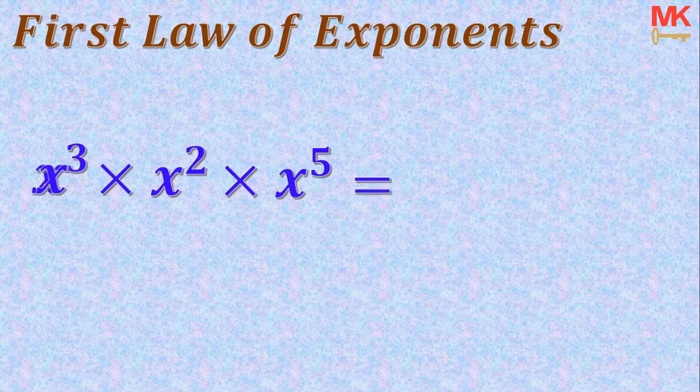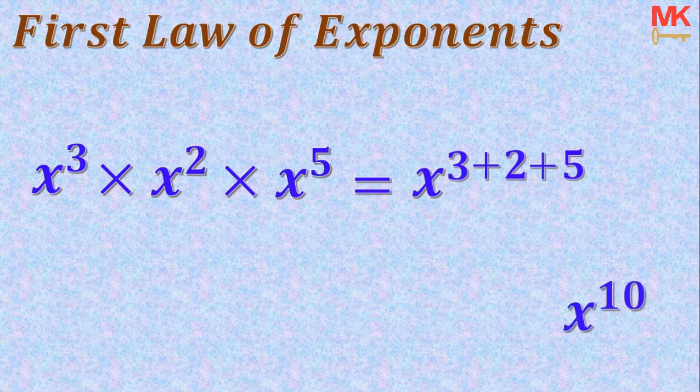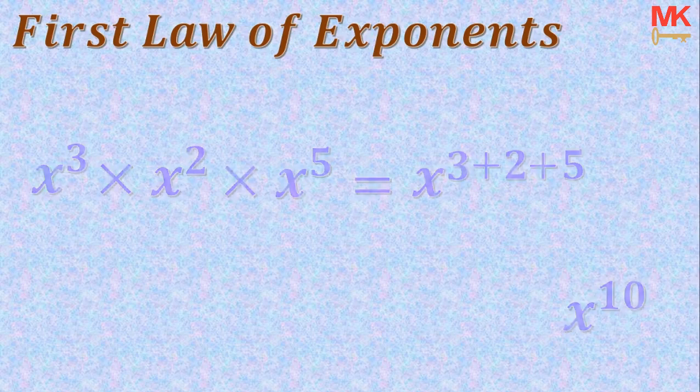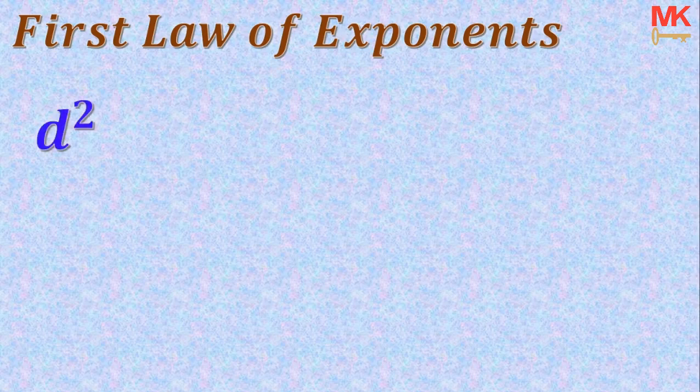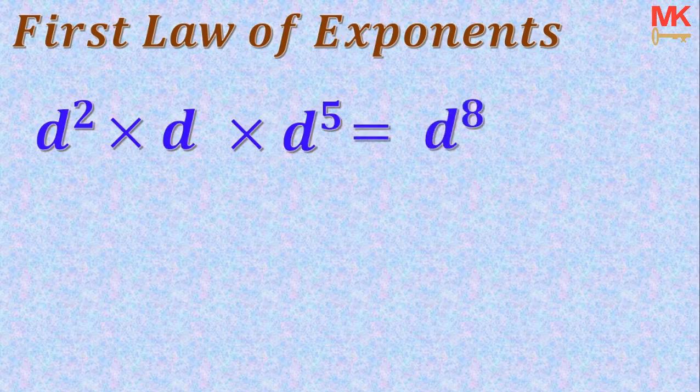Now, the first thing we're going to do here is to keep our equality symbol. The law states that we'll take one of the bases, take the entire exponents, and add them up. So in the end, everything becomes x raised to the power of 10. So x raised to the power of 3 times x raised to the power of 2 times x raised to the power of 5 is equal to x raised to the power of 10. And that's according to the first law of exponents. Similarly, we can have d raised to the power of 2 times d raised to the power of 5. In the end, everything becomes d raised to the power of 8.